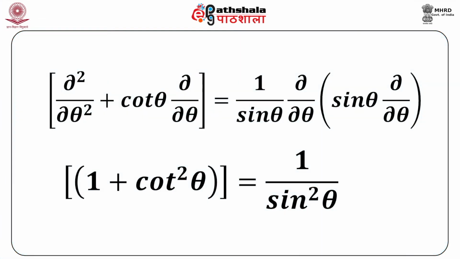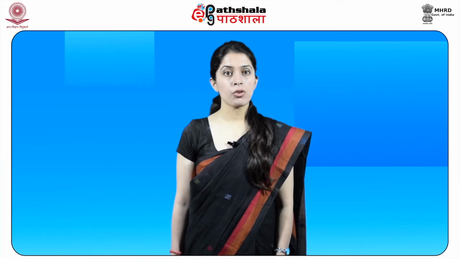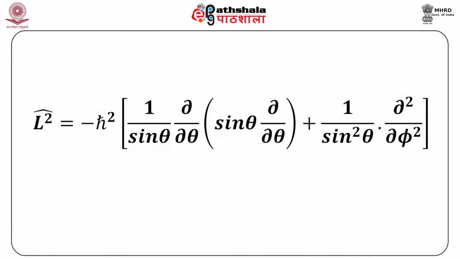This equation can be further rewritten using the following substitution: ∂²/∂theta² plus cot theta ∂/∂theta becomes equal to 1 upon sin theta ∂/∂theta into sin theta ∂/∂theta. With this, 1 plus cot square theta can be written as 1 upon sin square theta. With these two substitutions, the expression for L square now becomes minus h cross square within brackets 1 upon sin theta ∂/∂theta into sin theta ∂/∂theta plus 1 upon sin square theta ∂²/∂phi².